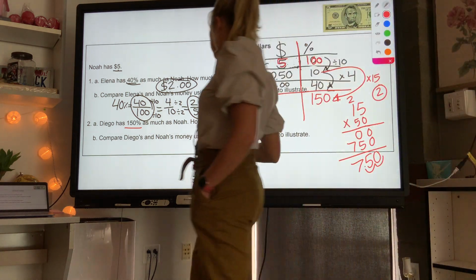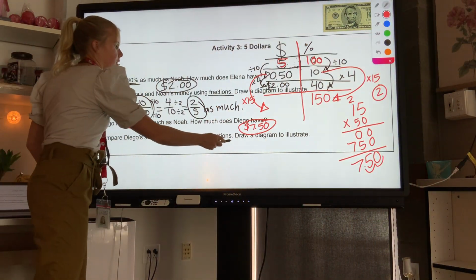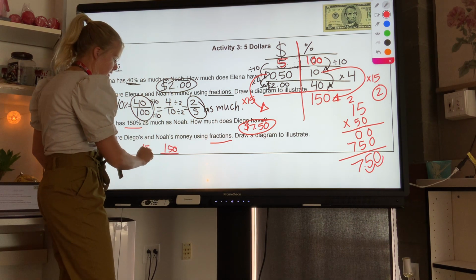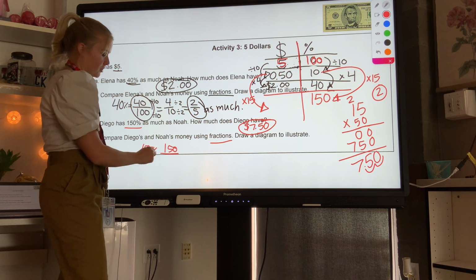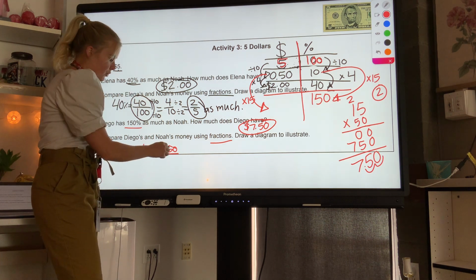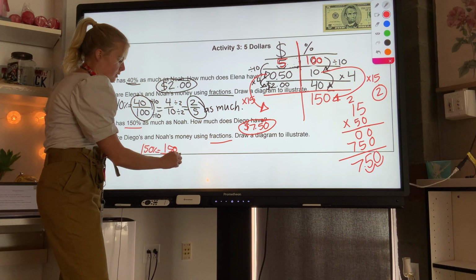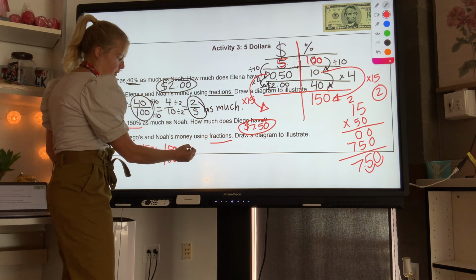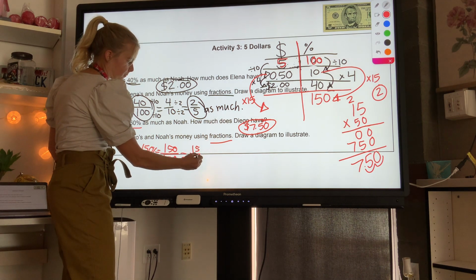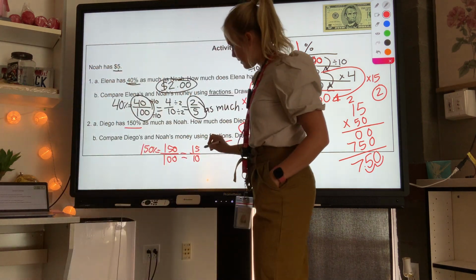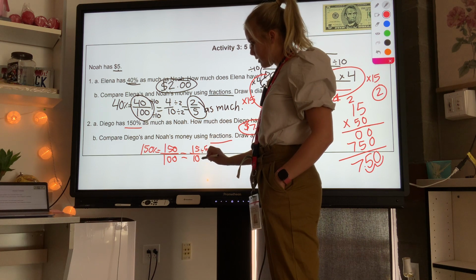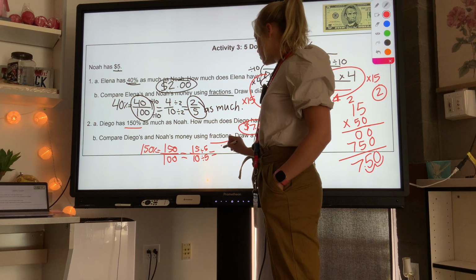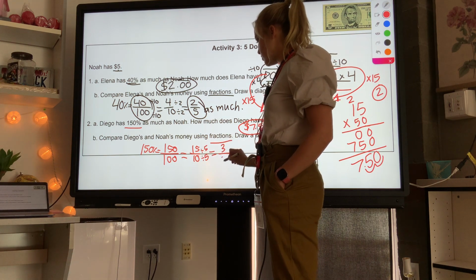Again, compare Diego's and Noah's money using fractions. So if I'm saying 150%, percent is a number compared to 100. So 150 over 100, which we could simplify if I divide them by 10, then I take away those zeros and get 15 tenths. Okay, and then I could divide them both by 5, because these both are divisible by 5. 15 divided by 5 is 3. 10 divided by 5 is 2.